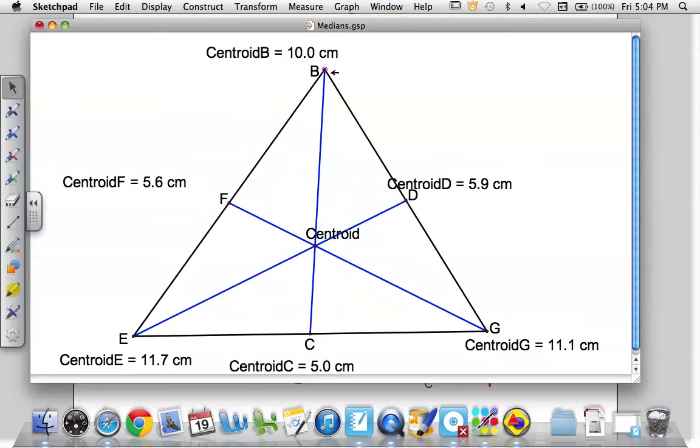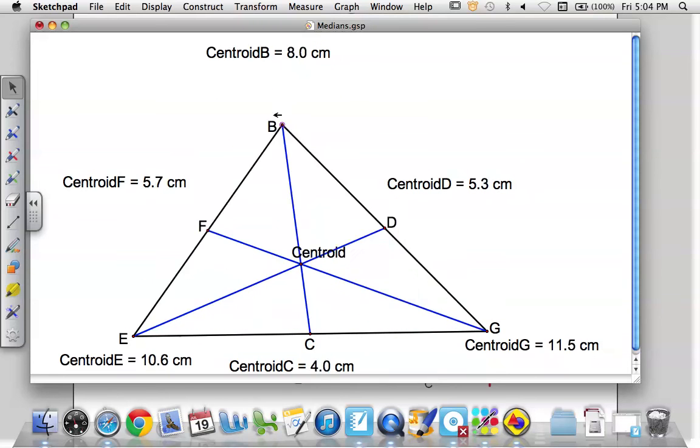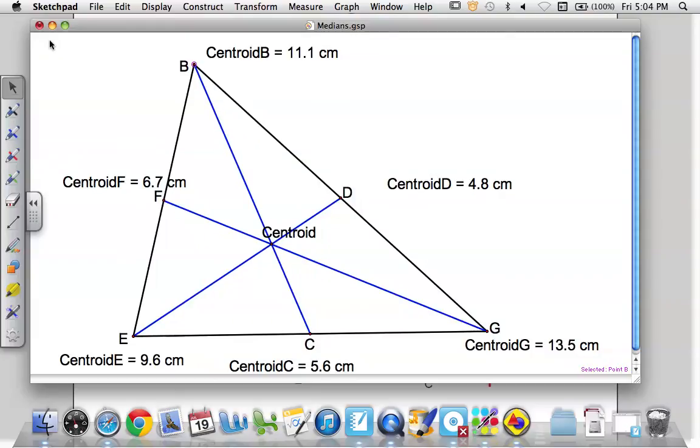And that case will be the same no matter where I move. Now it should make sense, the centroid is always going to stay in the inside or the interior of a triangle. It can never be outside of that triangle.